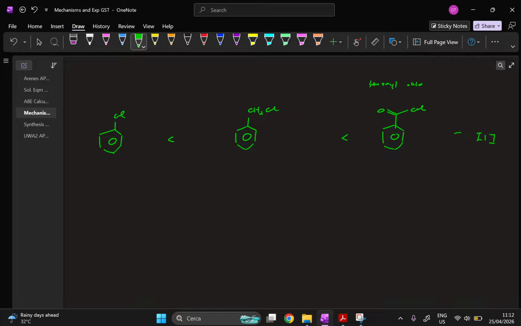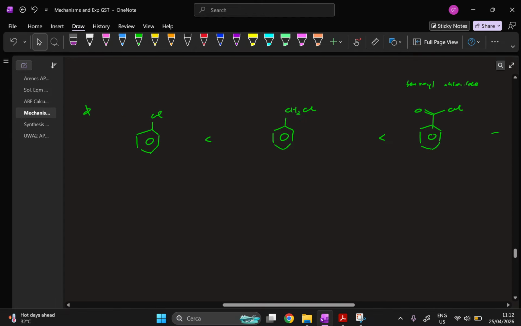Aryl chloride, in case you need a bit of revision on nomenclature. But anyway, ease of hydrolysis, right? It's all about to what extent this C-Cl bond cleaves. So if we look at this C-Cl bond here, does this cleave easily? No. It's very hard to cleave.